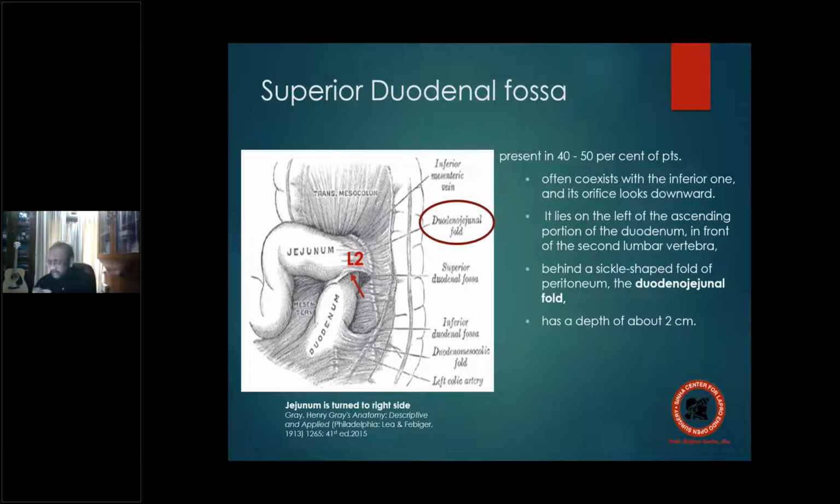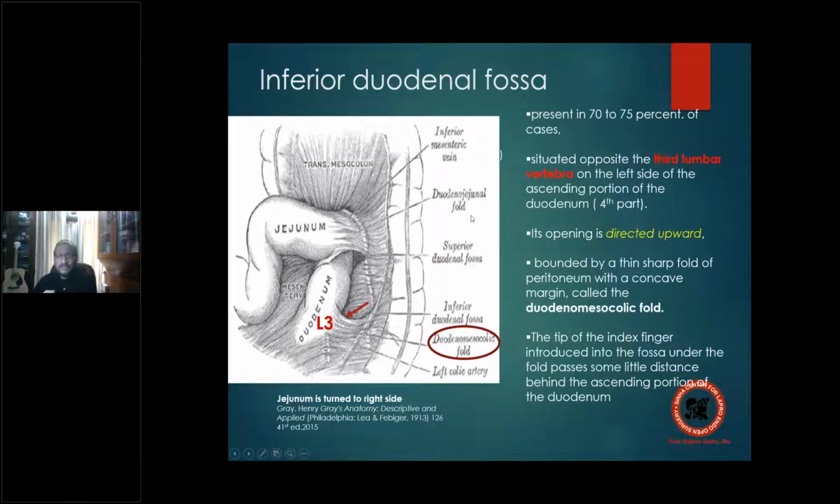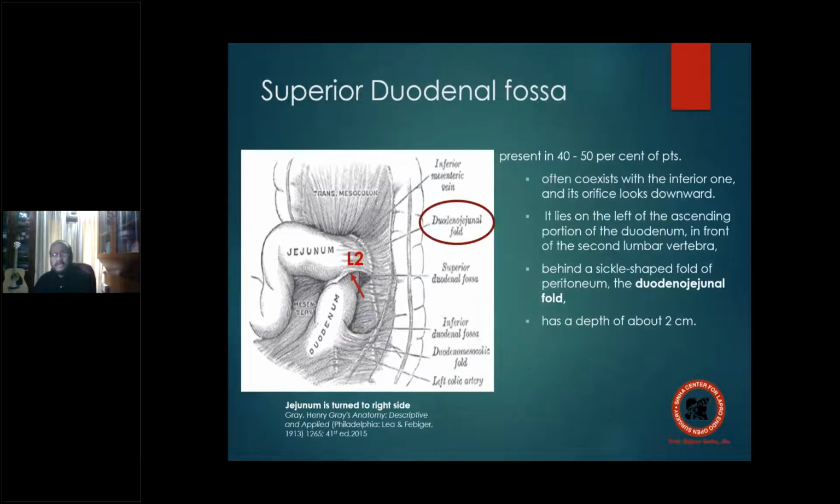If we look at the superior duodenal fossa, as opposed to the inferior duodenal, which is usually identified in 3/4 of the laparotomies that you open up, 3/4 of the patients would be having an inferior duodenal fossa. Looking at the superior duodenal fossa, it is present in almost half the patients, 40 to 50% occurrence, and it often coexists with the inferior one. See, you got both of them out here, although this is a diagrammatic view, agreed. So you got the inferior and the superior.